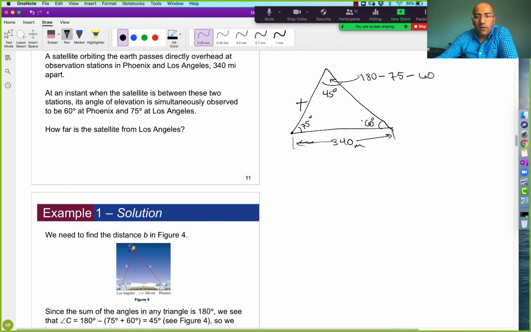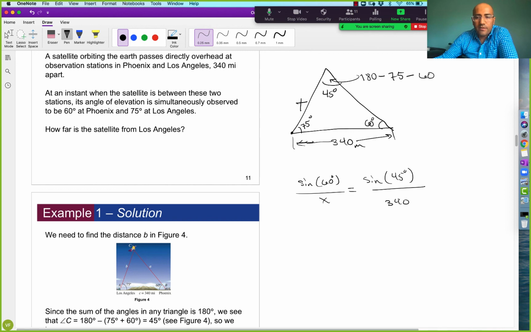Okay, so law of sines sets up a relationship between an angle and its opposite side. So I'm going to say that sine of 60 degrees over x is equal to, and now I get to pick one of the other ones. Now if I pick 75 degrees to work with, I don't know its opposite side. So you really can't use that one. But if I use 45 degrees, I already know its opposite side. So I can set up the relationship sine of 45 degrees divided by 340.